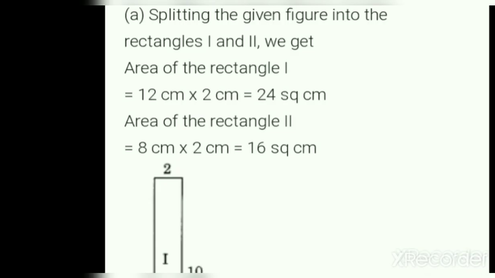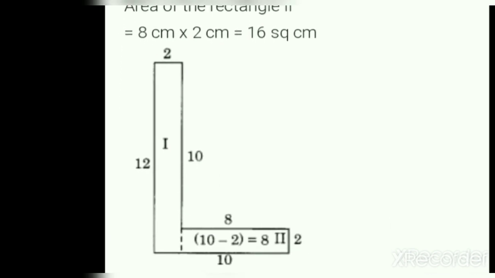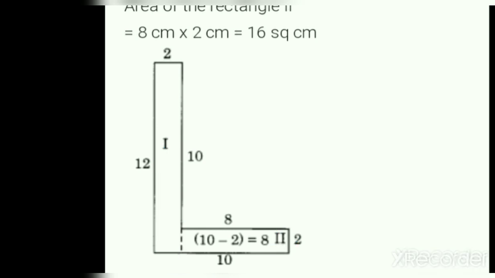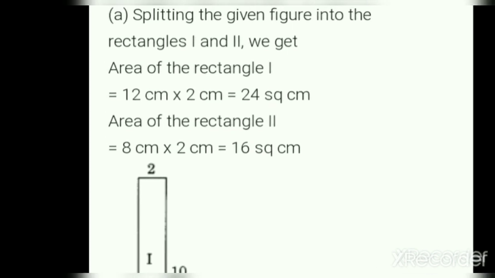11th one, A subdivision. This is the figure given. Can you see the dotted lines? The figure is actually in the form of an L shape, and with the help of these dotted lines we have divided it into two rectangles, rectangle 1 and rectangle 2. Now let us see how to find the area of rectangle 1. Look into the solution.